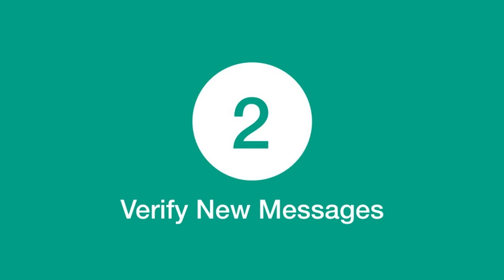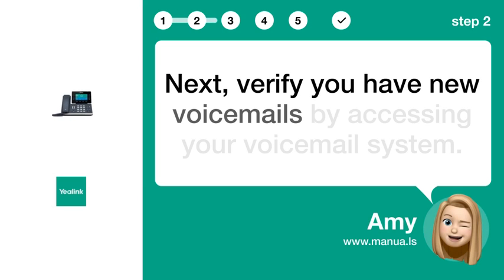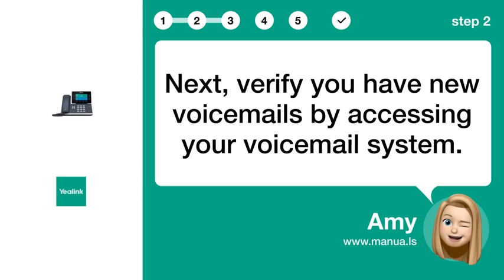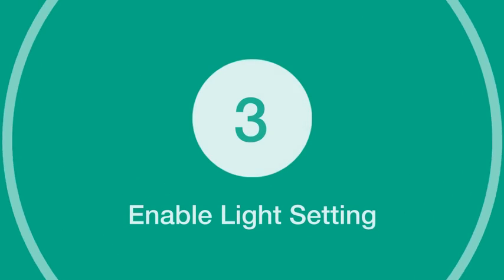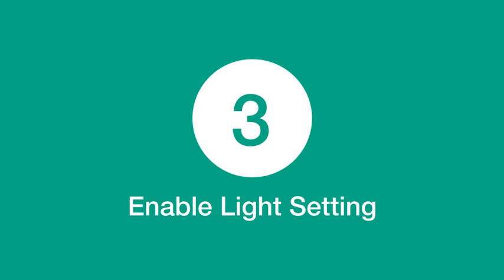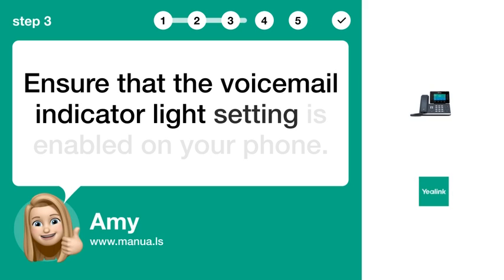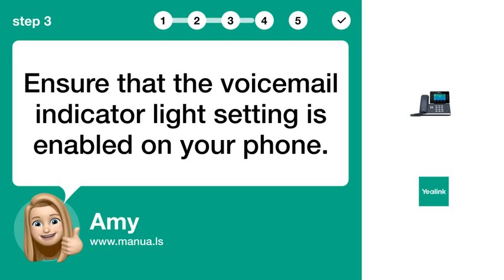Step 2. Verify new messages. Next, verify you have new voicemails by accessing your voicemail system. Step 3. Enable light setting. Ensure that the voicemail indicator light setting is enabled on your phone.